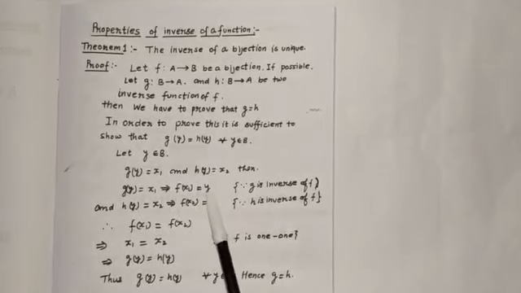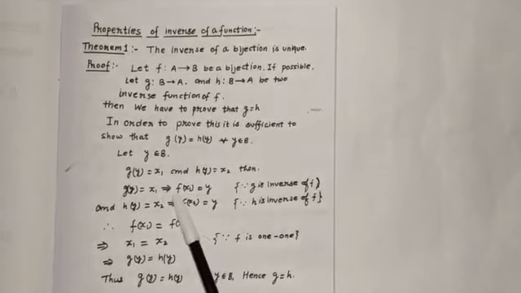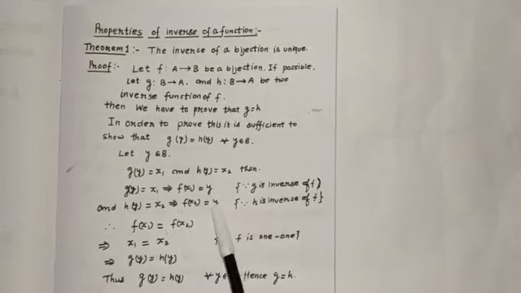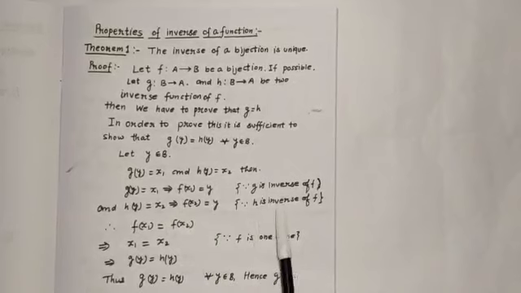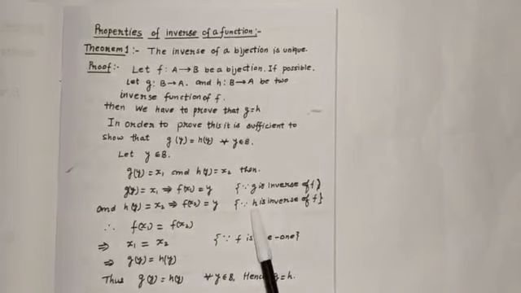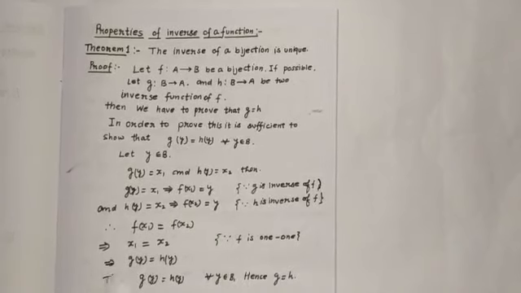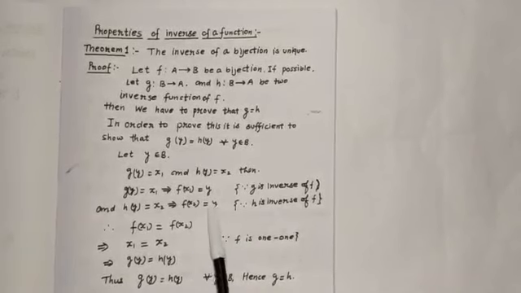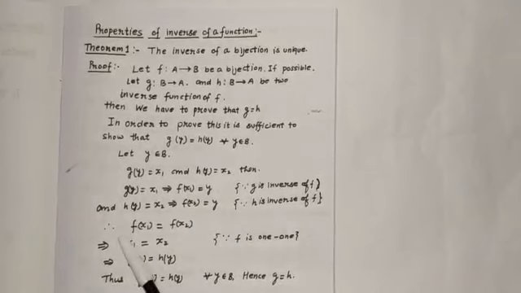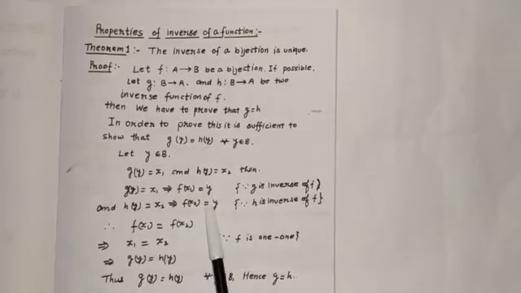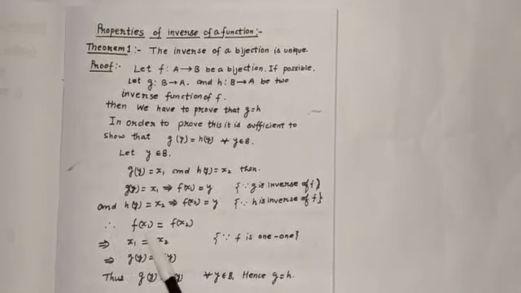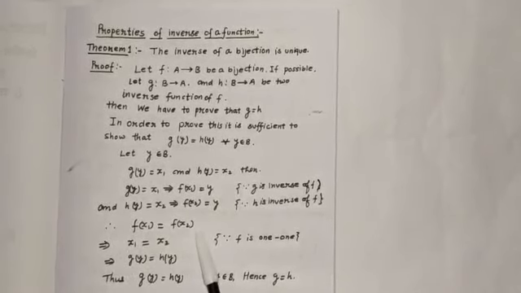This implies f(x1) equals y because f is the inverse function. h(y) equals x2. Then you can write f(x2) equals y because f is also the inverse of h. h is the inverse of f. Here f(x1) equals y and f(x2) equals y, therefore f(x1) equals f(x2). This implies x1 equals x2.